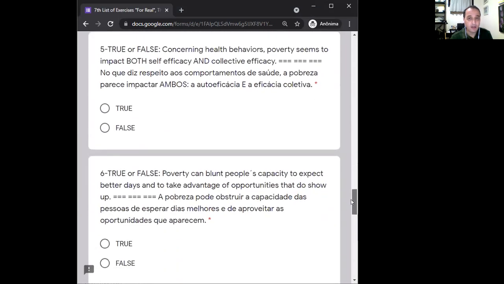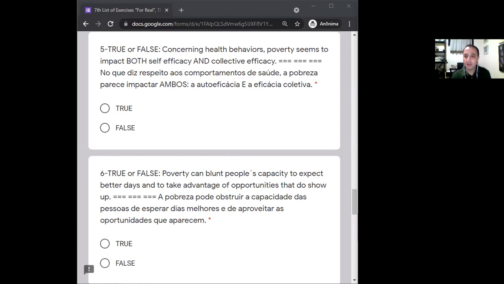All right, let's go to the fifth one. Now we're starting the true or false questions. Concerning health behaviors, poverty seems to impact both self-efficacy and collective efficacy. Guys, this is true, and this is a terrible knowledge. I mean, this is something that pains to know. If people are poor, they lose trust in themselves and they lose trust in their groups.